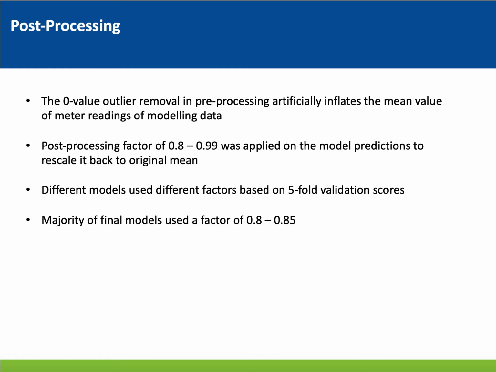So we tried values between 0.8 and 0.99. What we found was different models optimized different factors based on our cross-validation scores. But most of our models ended up with a factor of between 0.8 and 0.85.